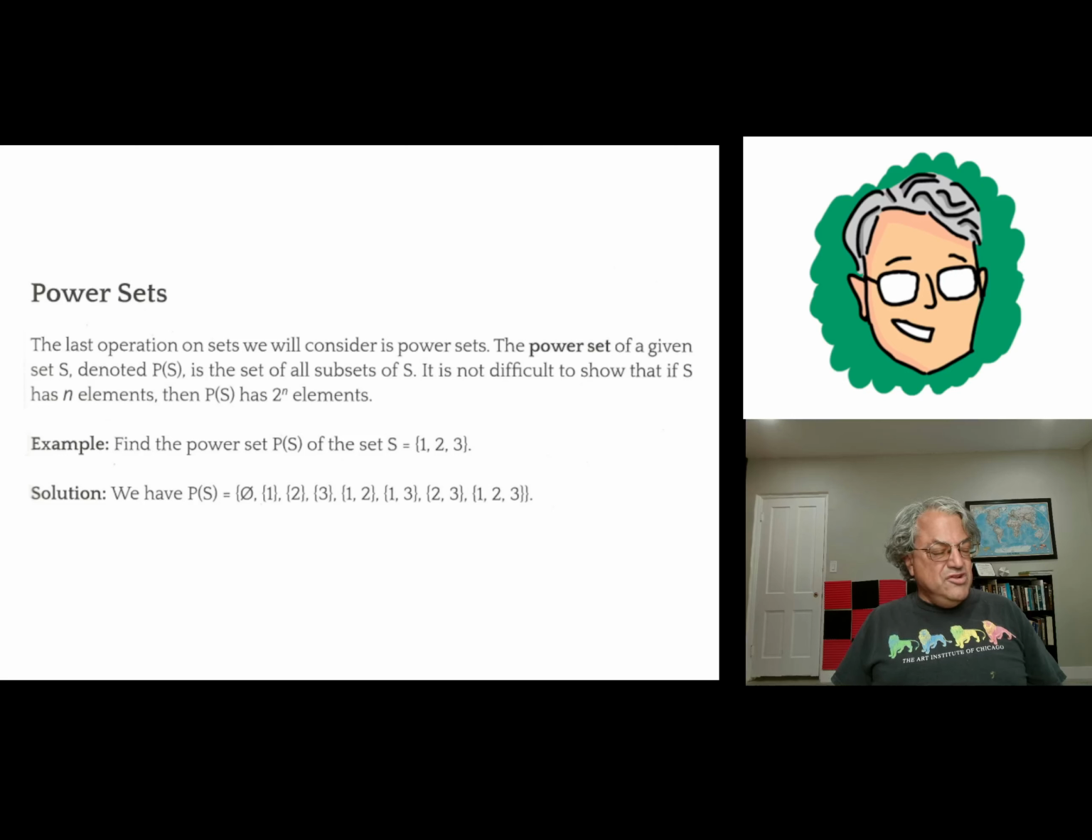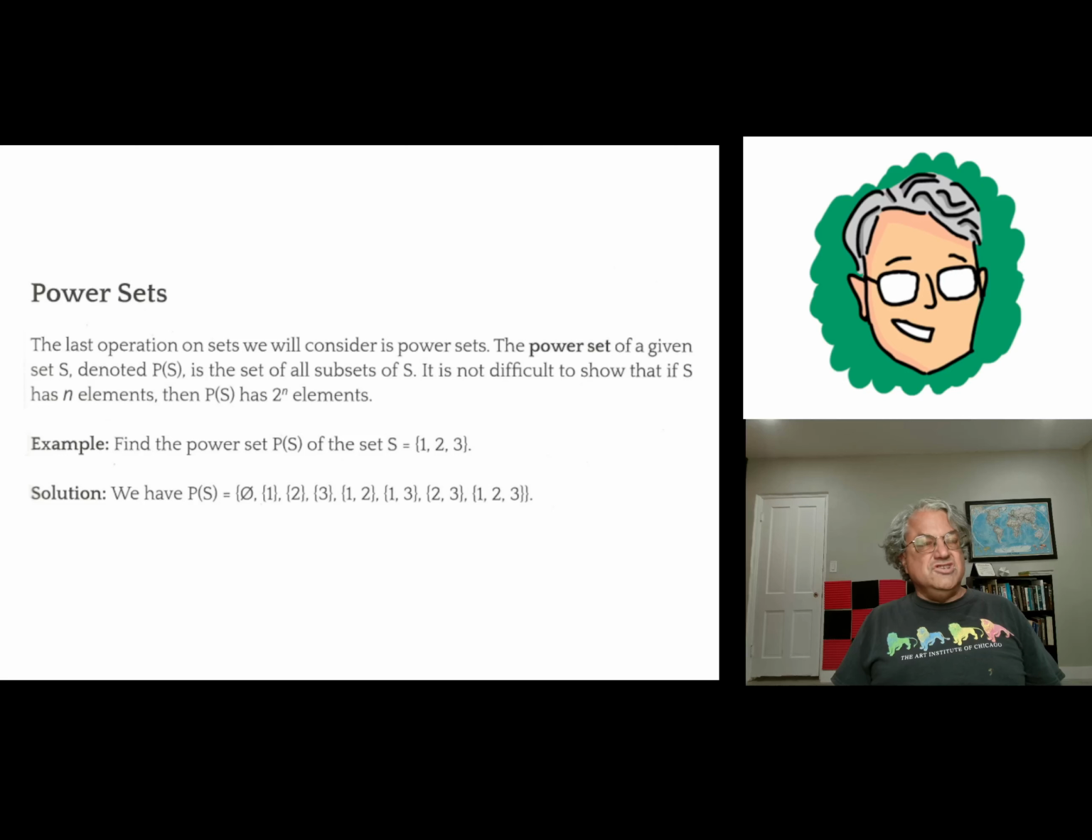Then you've got the sets {1}, {2}, {3}. Those are the singletons, the sets with just one element. There's 3 of those. And then you've got the sets with 2 elements, namely {1, 2}, {1, 3}, and {2, 3}. 3 of those as well. And finally, you've got all of S. S is a subset of itself. That's another thing I should mention. Every set is a subset of itself.